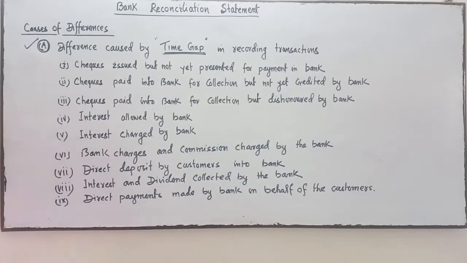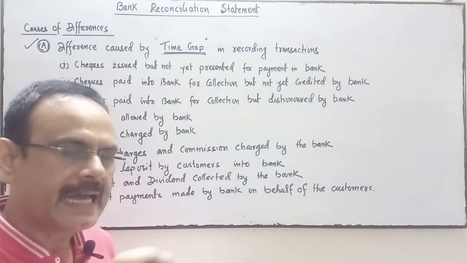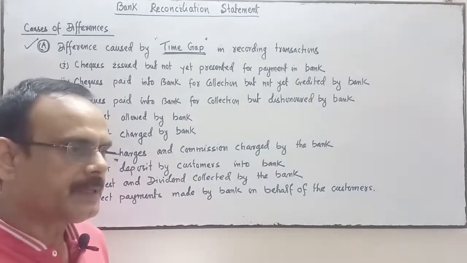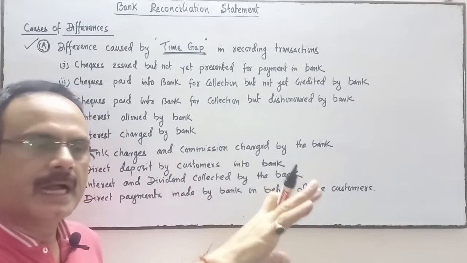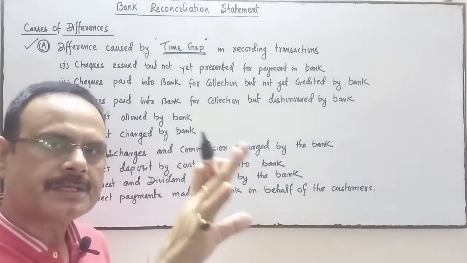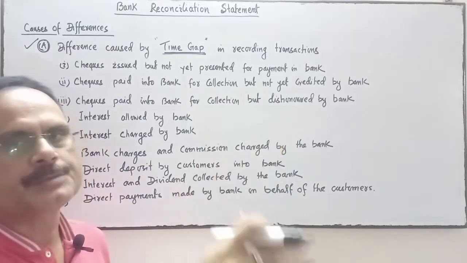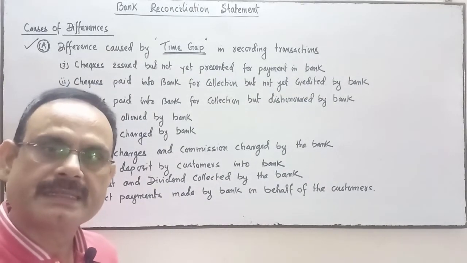Direct deposit by customer into bank. Sometimes it happens that the customer may deposit directly into the business bank account. So if the customer directly deposits the amount in the business current account, and the intimation of that deposit is not given to the business, then the passbook balance has increased but the cash book balance is not increased because the transaction is not recorded by the business in their cash book.